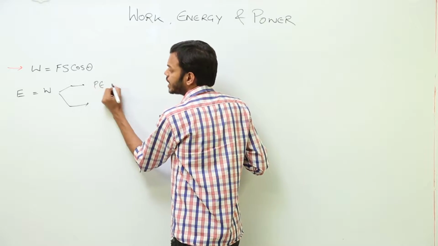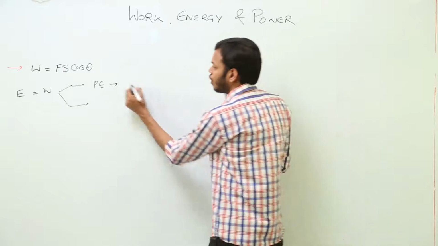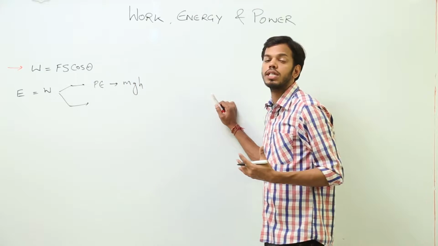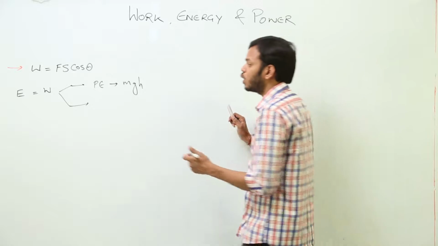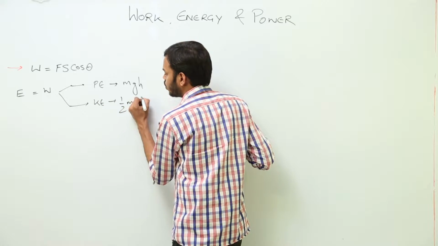The various forms of energy we discussed were potential energy, which is the energy possessed by a body by virtue of its position, with the formula mgh. In another case, the energy possessed by a body by virtue of its motion is kinetic energy, and kinetic energy is half mv square.